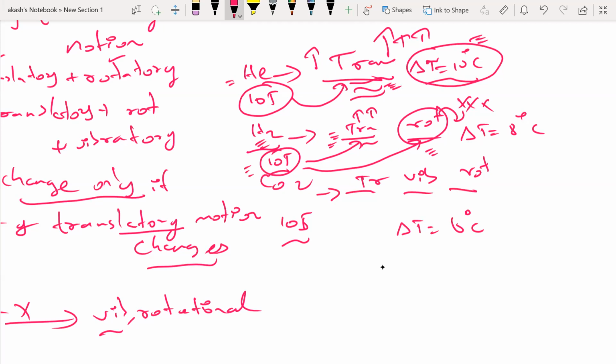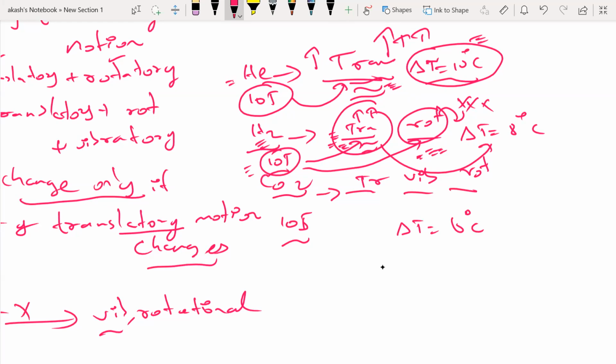But in the case of hydrogen, you are seeing that the translation motion is increasing as well as the rotational motion is increasing. So some amount of energy is given for translation, some amount of energy is given for rotation, and only the increase in translation motion will give rise to this particular temperature increase. I hope that makes sense to you.